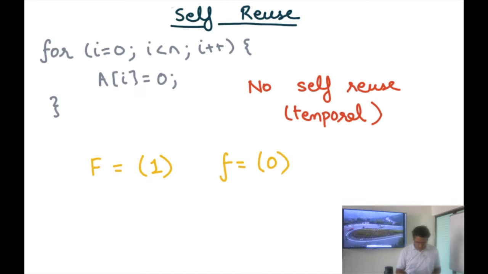So A[i] equals 0. In this case, there is no self-reuse. There is no self-temporal reuse, because in every iteration, it's a different element that's being accessed.